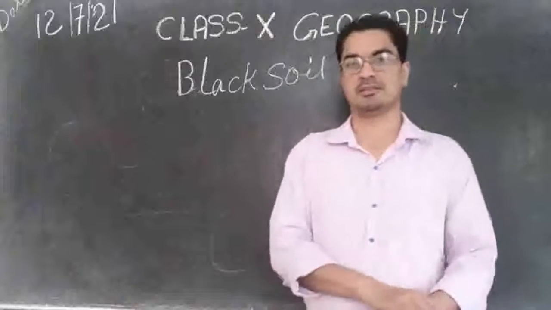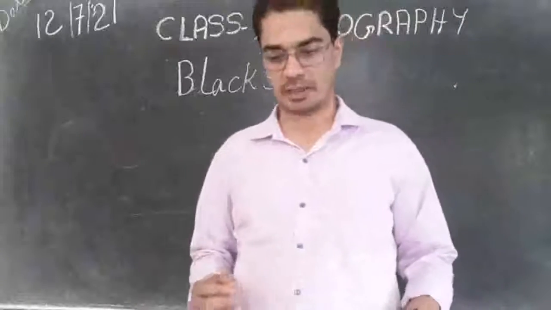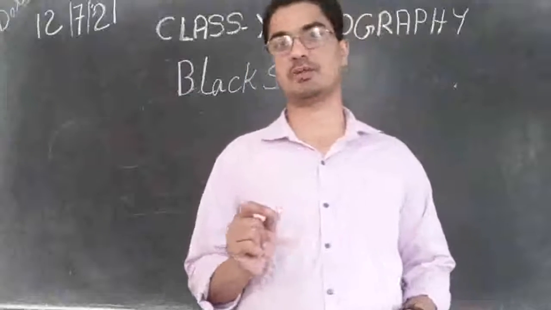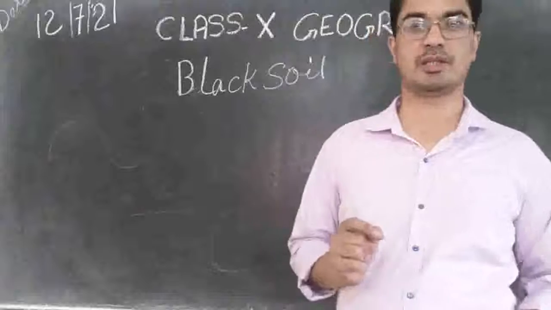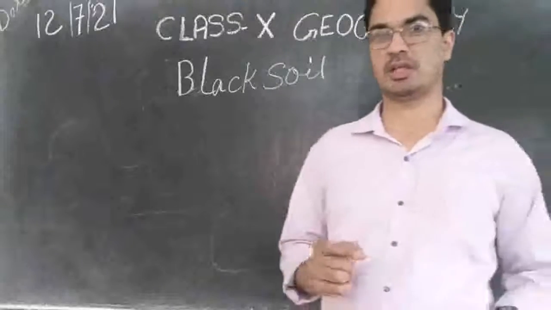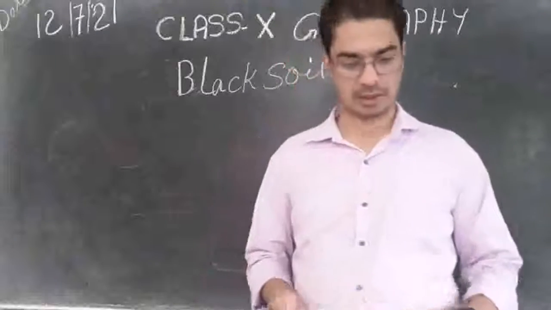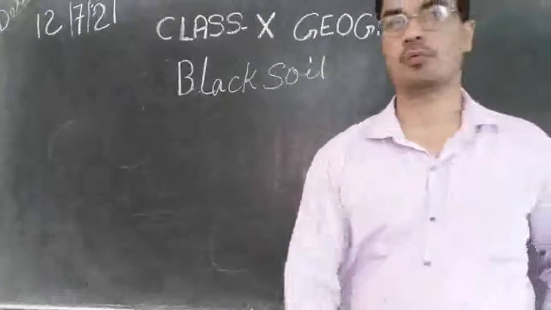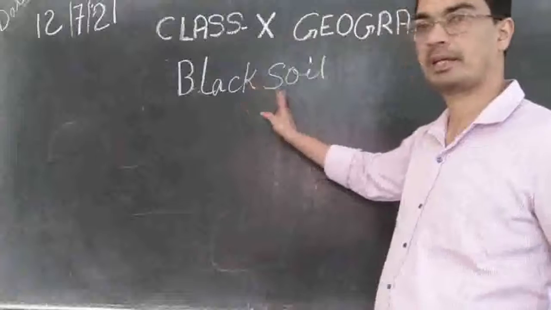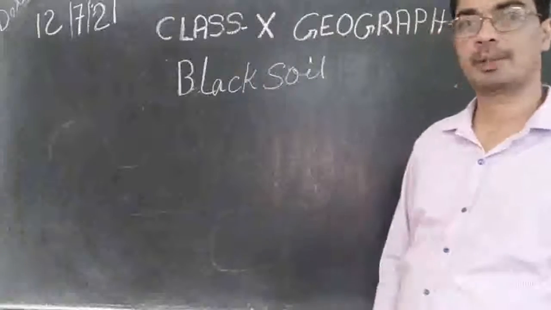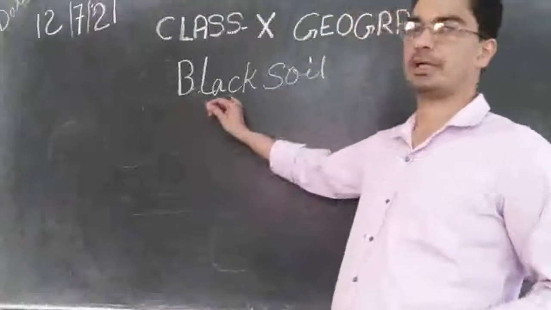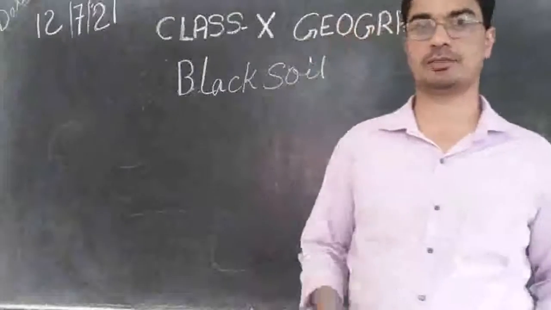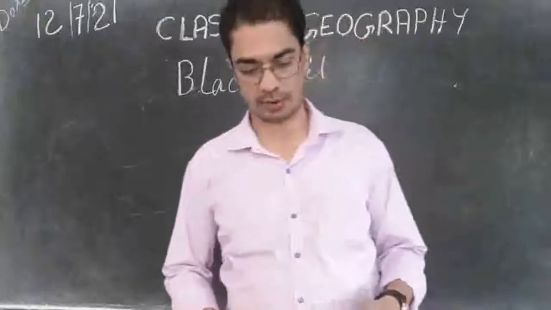And today we shall continue with another type of soil. The previous day we learned about alluvial soil, the most important soil, especially for farming. Alluvial soil is over. Now black soil. We shall deal with black soil. From the name itself we can understand the soil will be black in color. That's why it's known as black soil.